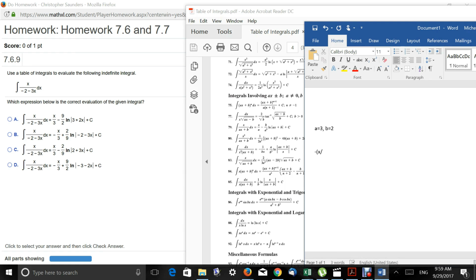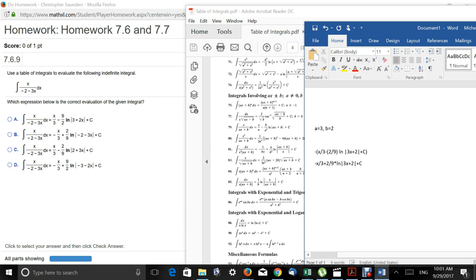Negative x over a, which is 3, minus b over a squared. So that's going to be 2 over 9. That's b over a squared. Natural log, absolute value of ax plus b, which is 3x plus 2, plus c. And then all of that in parentheses is making it negative. If I distribute the negative sign through, that's negative x over 3 plus 2 over 9 times ln absolute value 3x plus 2.